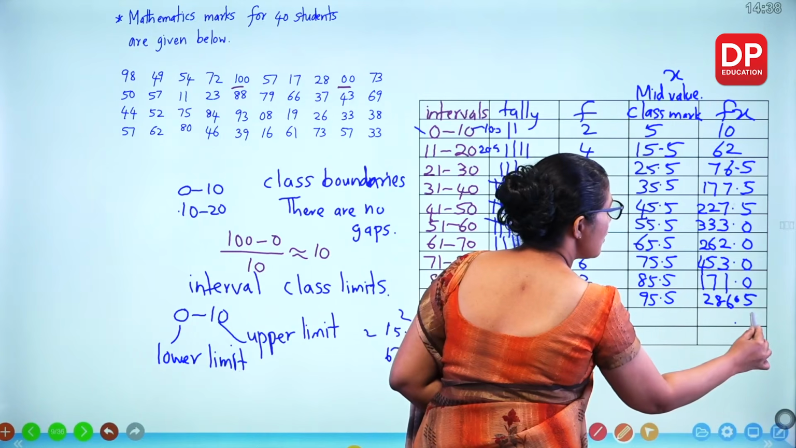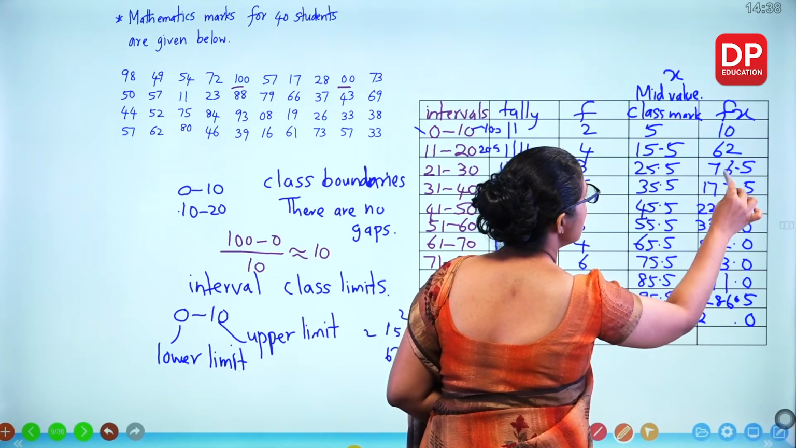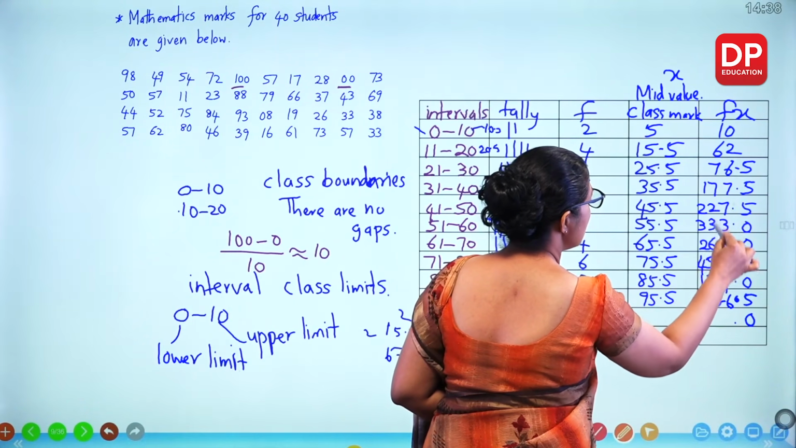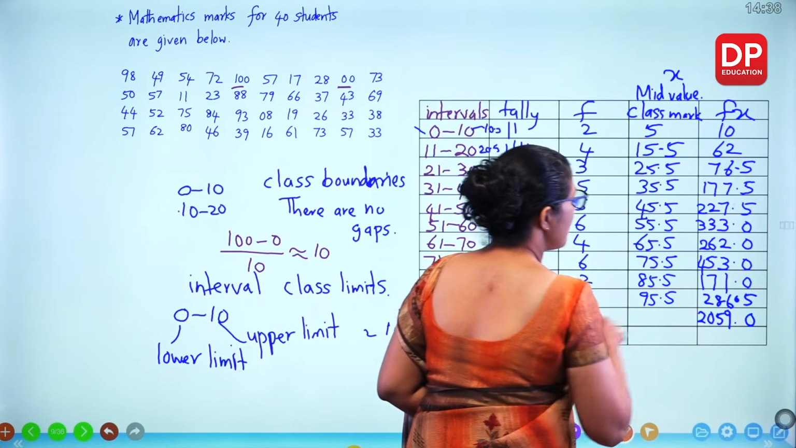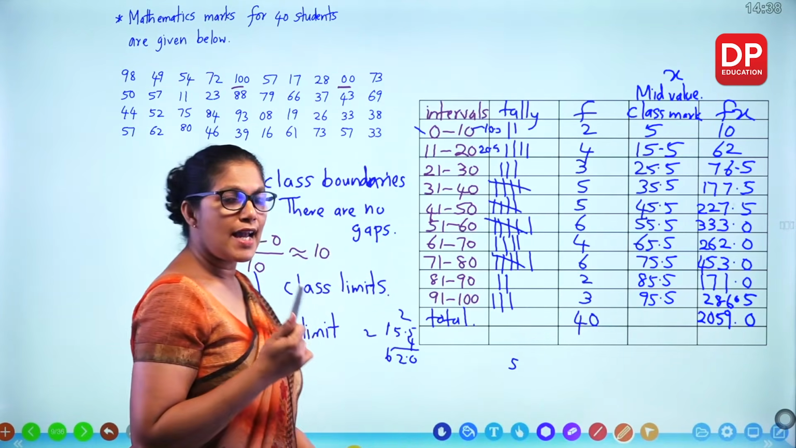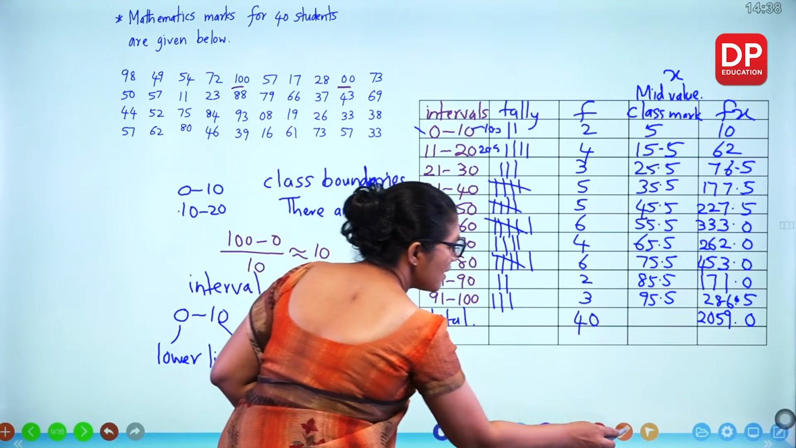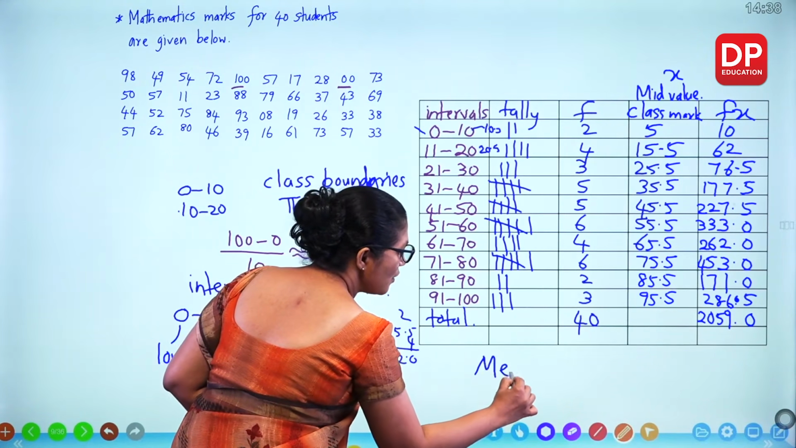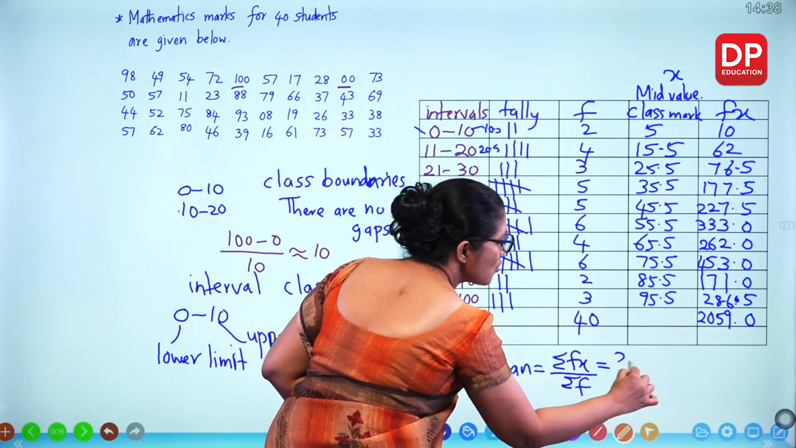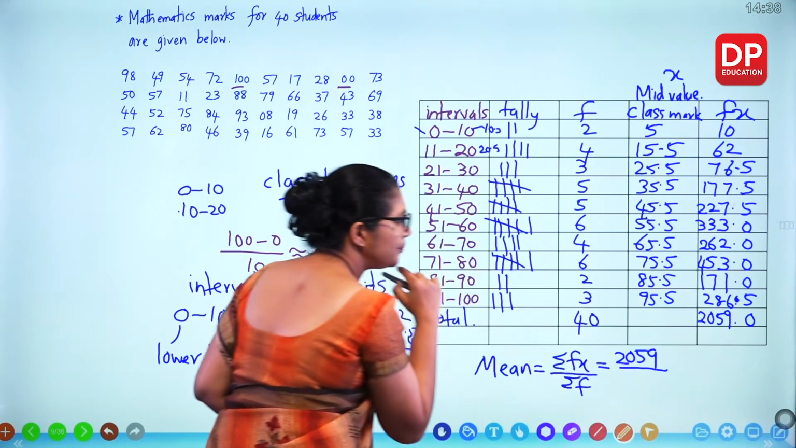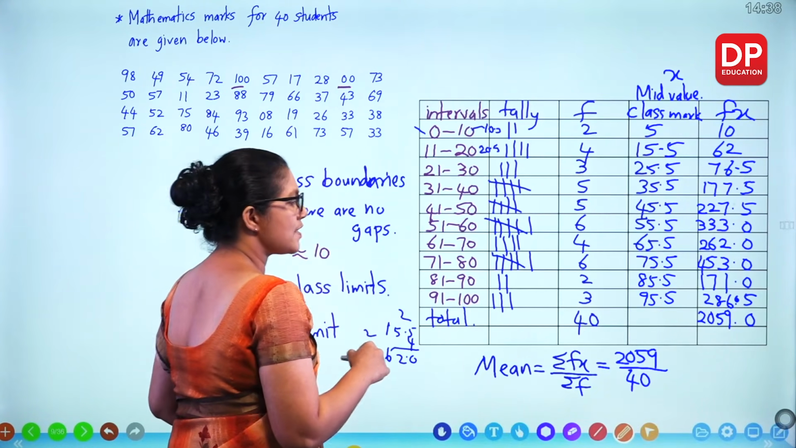When you add it, you are getting 2059. So 2059 is the total sigma fx. So what's the average? So I can write the average or the mean value. Mean is sigma fx over sigma f. That's 2059 over 40. So roughly what's the value?